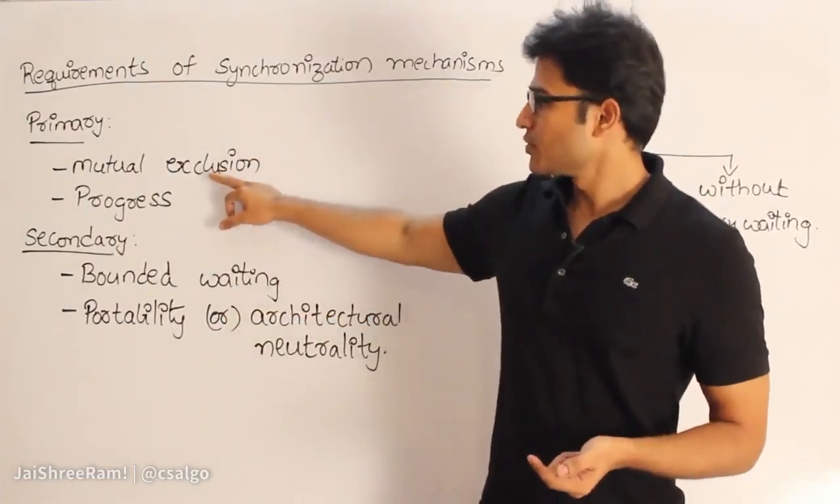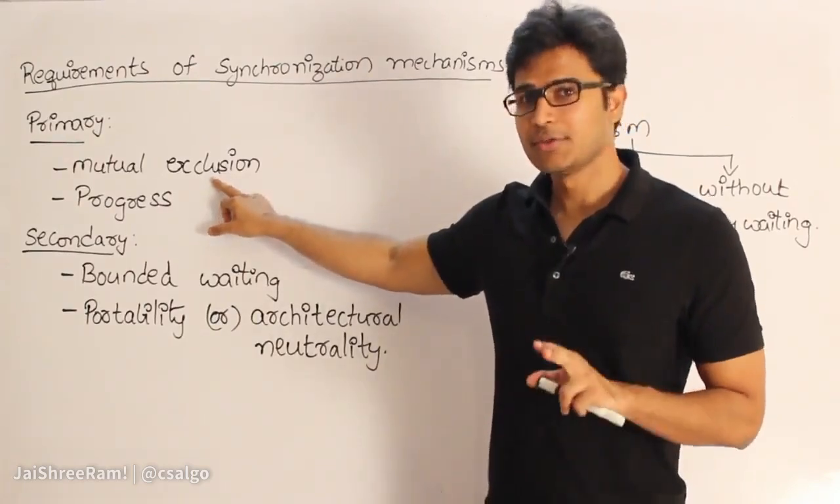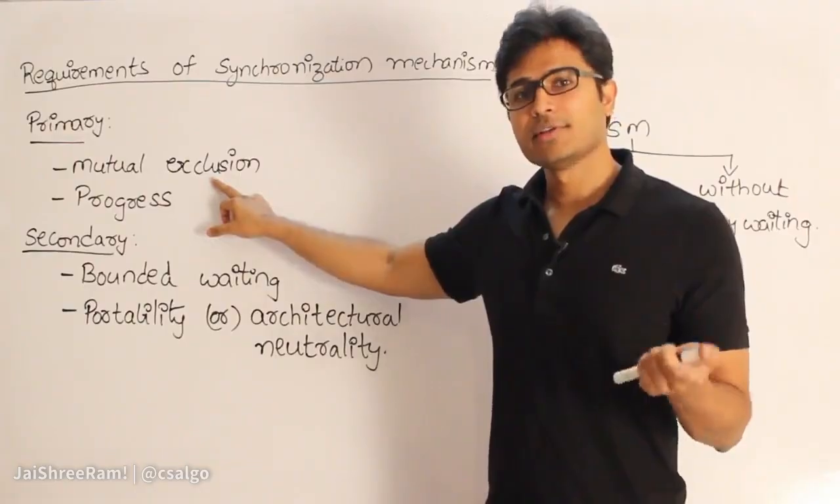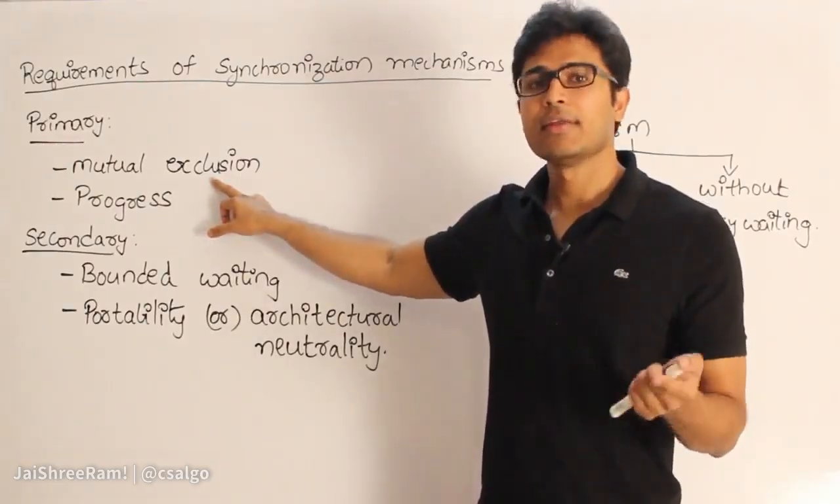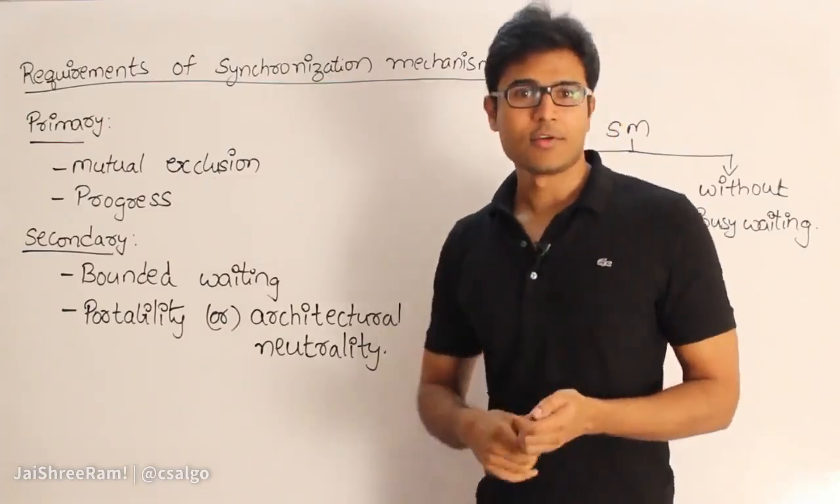First one is, a solution should definitely provide mutual exclusion. That is why we are doing it. What is mutual exclusion? If one process is in the critical section, then the other process should not enter the critical section. That is mutual exclusion. You can think of it like this.